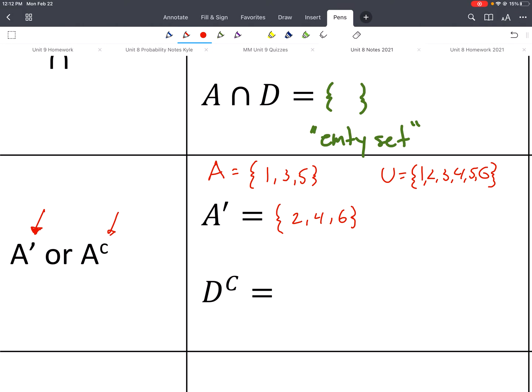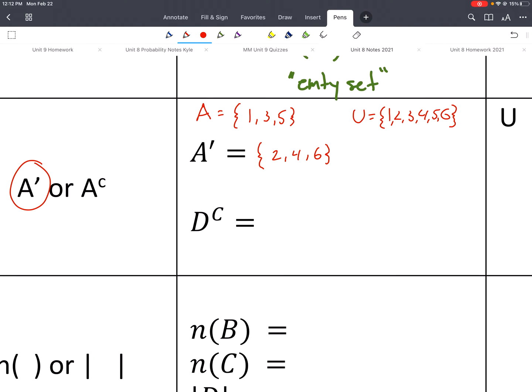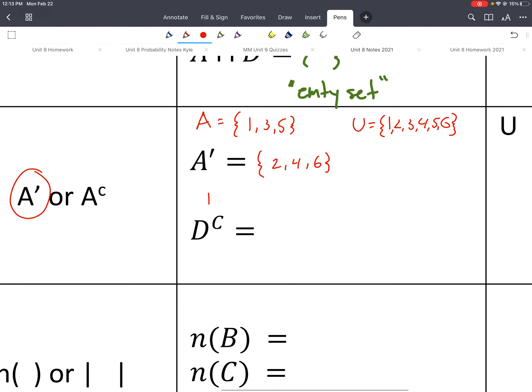Another way to write it is using this C. This stands for complement. I've seen it both ways. I just wanted you to be aware of that in case you run into something like that on the ACT. But we'll be focusing more on this. All right, so D complement, so everything but D. I think we said that D was 6. So the complement of D would be 1, 2, 3, 4, and 5.